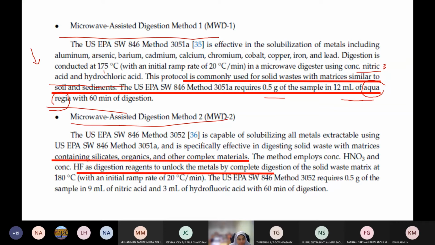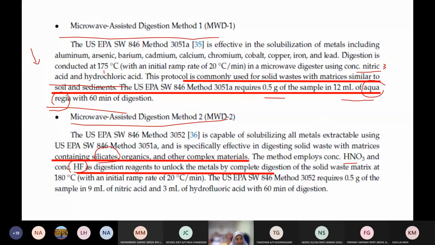And you can see here, they mention silicates. Normally they will use a combination of nitric acid with HF, as I mentioned just now. So that's all for the discussion of number 1, the first one and the second one.